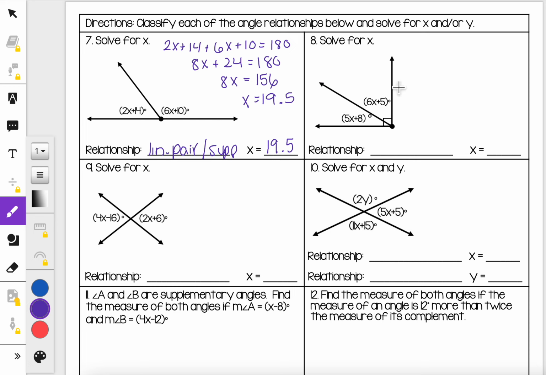Okay. If I look at number 8, I have two angles that form a right angle, so these are going to be complementary. If your angles are complementary, we want to add them up and set them equal to 90. So we're going to do that here. So we get 11x plus 13 equals 90, and x equals 7.